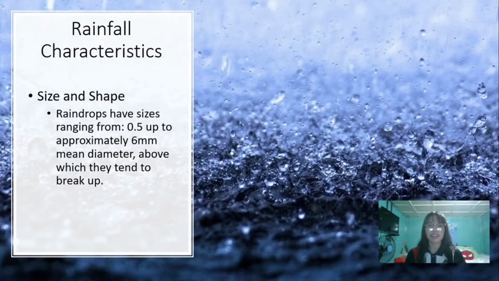Next, we will discuss rainfall characteristics. First, we have size and shape. Raindrops have sizes ranging from 0.5 up to approximately 6 millimeters mean diameter, above which they tend to break up. The science behind the varying sizes of raindrops is rain intensity and speed.